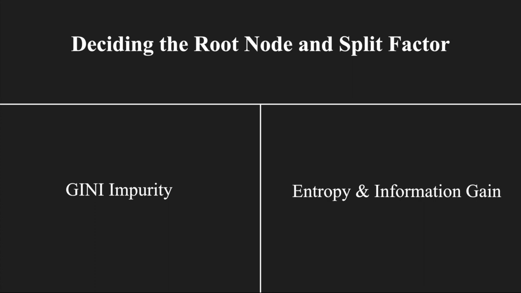The first problem to tackle in making any decision tree is deciding the root node, the feature you're going to base the classification off of, and the split factor, the threshold that decides how you split the feature. Both can be decided using one of the following: the GINI Impurity or Entropy and Information Gain. I'm not going to give the proof for any of these because I'm not a nerd like that.